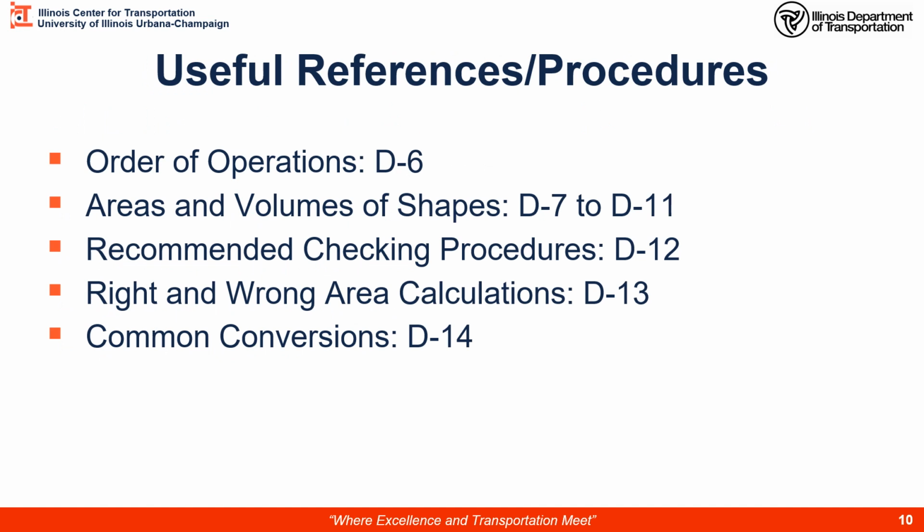Some useful references in completing our calculations and checking our work. In section D of the doc guide, we've got some math help. Pages D7 to D11, we have formulas for calculating areas and volumes of shapes. On page D12, we have some recommended checking procedures that we will talk about. Page D13, we have some common areas that are miscalculated. And on page D4, we have some common conversion factors.